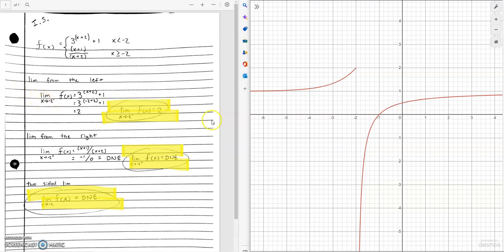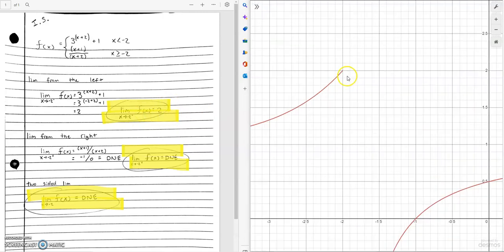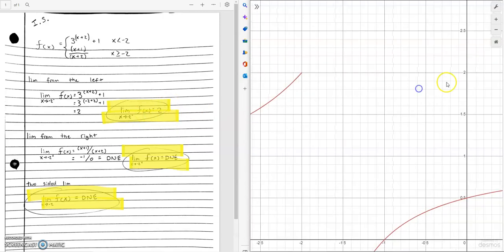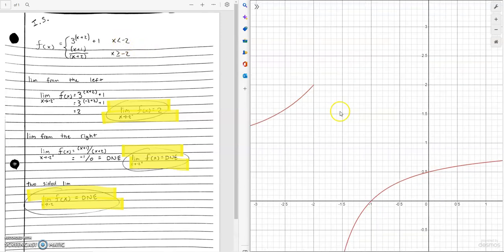Evaluating the limit from the left side, we can just plug in -2 into our equation and see what we get. 3 to the 0 power is 1, 1 plus 1 is 2, so we know our limit is 2. So you can see that it approaches 2 but never actually reaches it because we can't plug in the actual value of -2 for x.